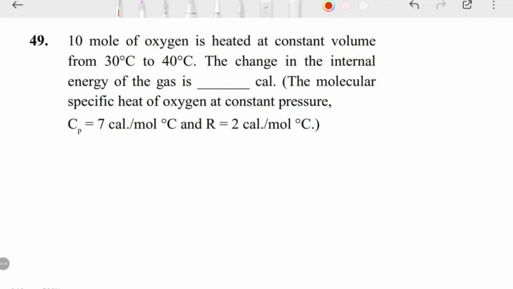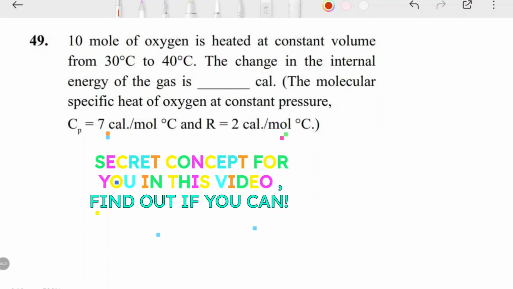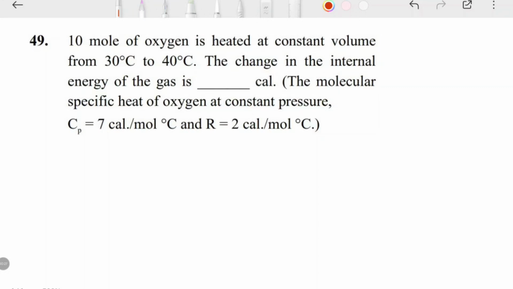What happens if you trap oxygen in a rigid container and heat it up? Does pressure change? Yes. Does volume change? No. But what about internal energy? Let's solve this in under 3 minutes.